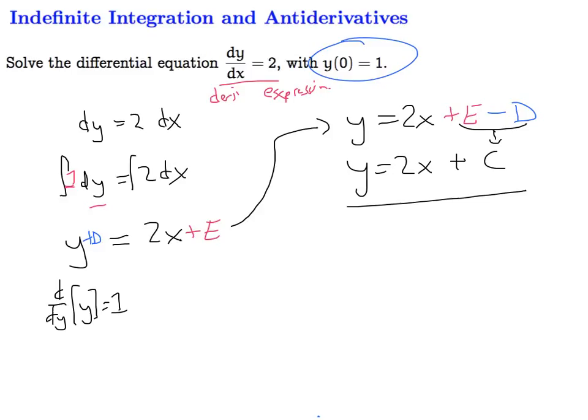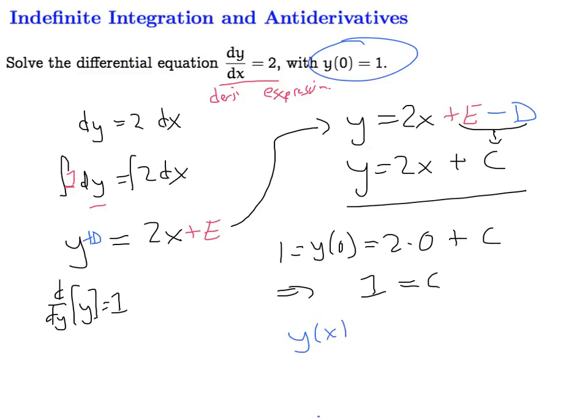I still need to make sure that when I put 0 in here for x, I get 1. So down here I can say, well, let's see, y of 0, I really want it to be 1, 2 times 0 plus c. And so after simplifying down, what this means is 1 has to equal c. So I end up with a final solution, y of x is equal to 2x plus 1. So these things can have different forms, but they're just going to be all about finding these antiderivatives and maybe figuring out a c that works.